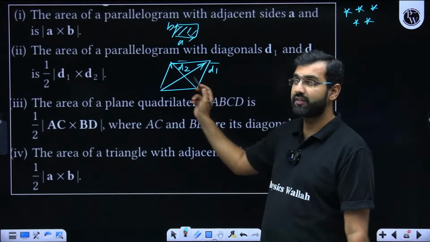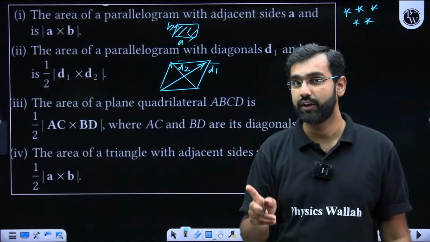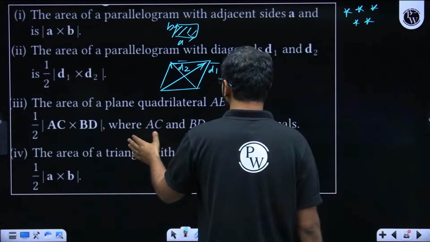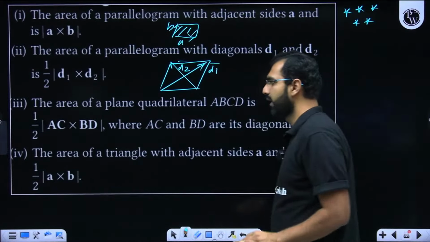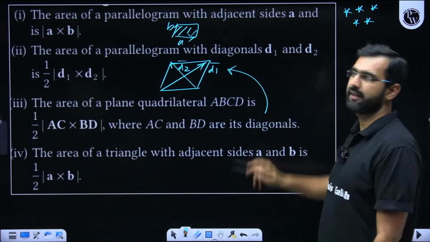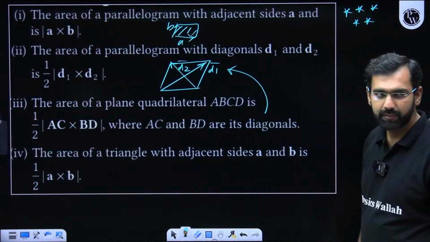Don't confuse it with the area of the triangle. This is d1 and d2, which are the diagonals, not the adjacent sides. If you are given a plain quadrilateral ABCD, where AC and BD are the diagonals, then also this formula is applicable. Everybody with me on this?